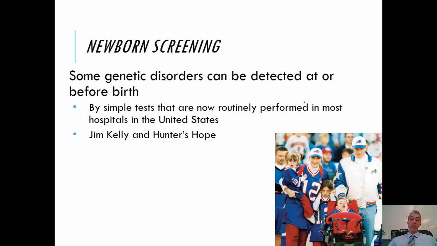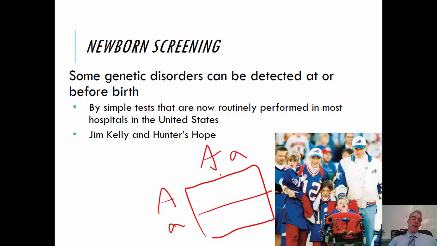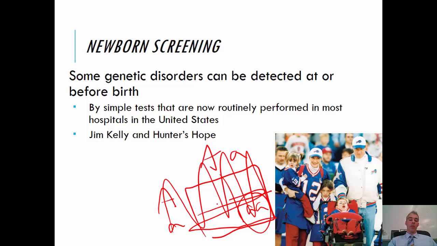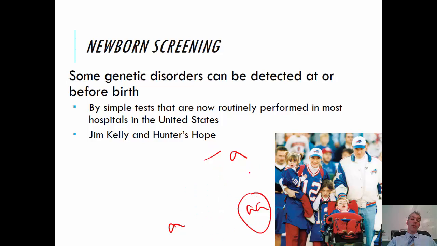So they were both carriers. So Jim was big A, little a, and his wife was big A, little a. And Hunter ended up getting Krabbe's disease. Now, for him, there were no real treatments or cures for it at this point, and there still are not.